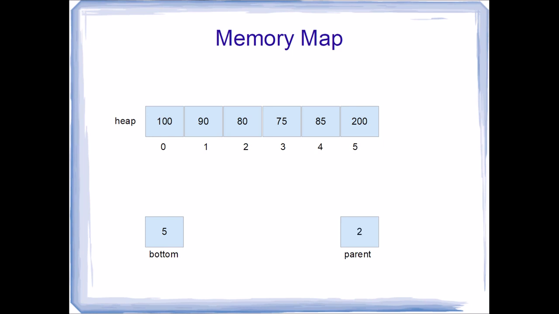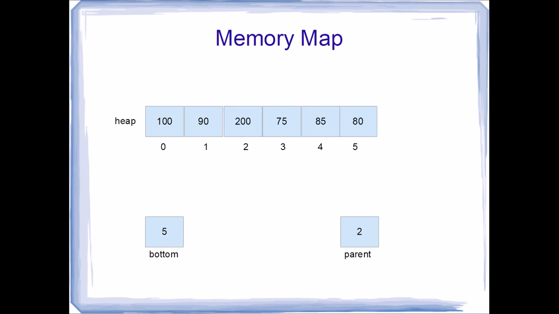So what we're going to do is identify the parent of our new node, which is 200. So how do we do that? Remember that formula: it is the index of the child node minus 1, divided by 2. So 5 minus 1 is 4, divided by 2 is 2. So the parent node of 200 is 80, right? So what we're going to do then is say, okay, is 200 greater than 80? Well, yeah, it is.